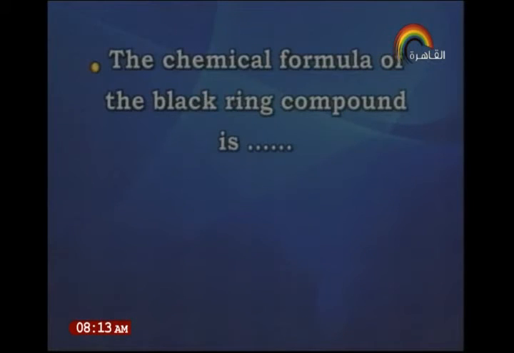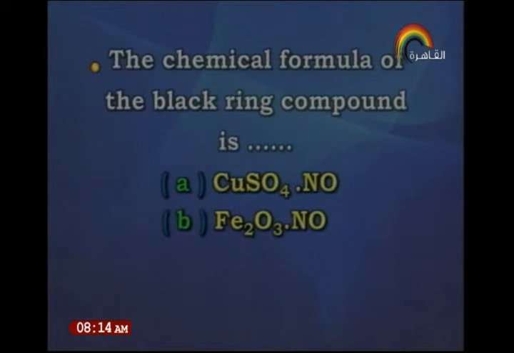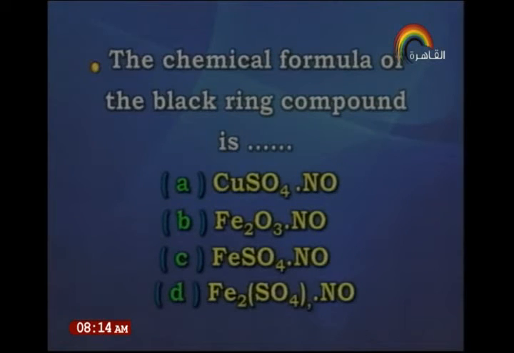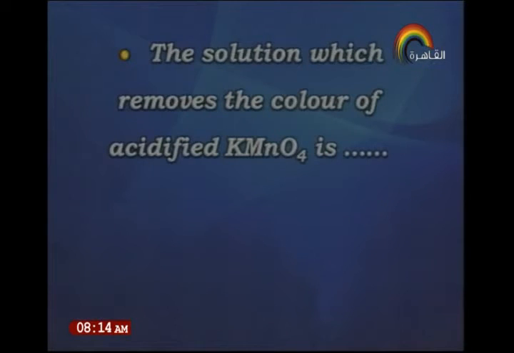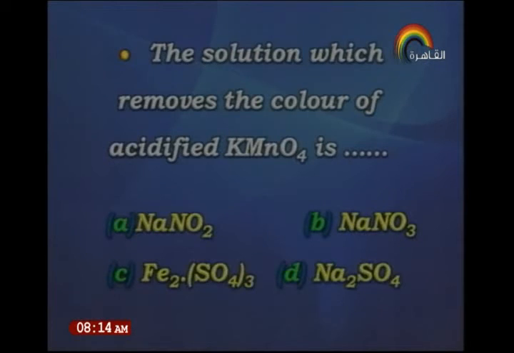Next point, the chemical formula of the black ring compound is what? Is it CuSO4.NO, Fe2O3.NO, FeSO4.NO, or Fe2SO4.NO? Yes, the answer will be FeSO4.NO. Next point, the solution which removes the color of acidified potassium permanganate is what? Is it sodium nitrite, or sodium nitrate, or iron 3 sulfate, or sodium sulfate? Yes, my dear student, it will be sodium nitrite.